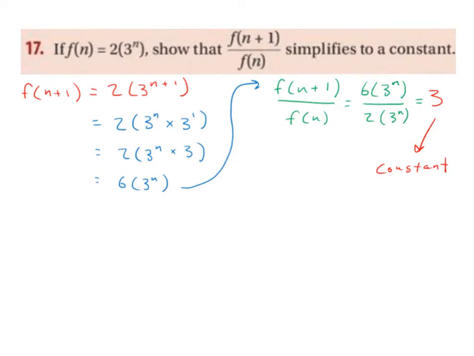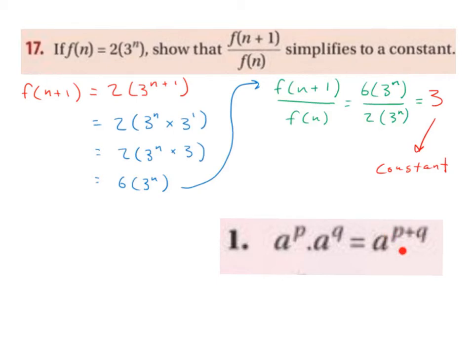Okay, so now we're going to use our laws of indices to break this up. And I'm going to use law number 1, which tells me that a to the power of p multiplied by a to the power of q gives me a to the power of p plus q. So basically when we multiply powers that have the same base, we just add the powers. So we're going to use this rule in order to break up 3 to the power of n plus 1. So we're going to actually work backwards. So we're going to work from this step back to this step.